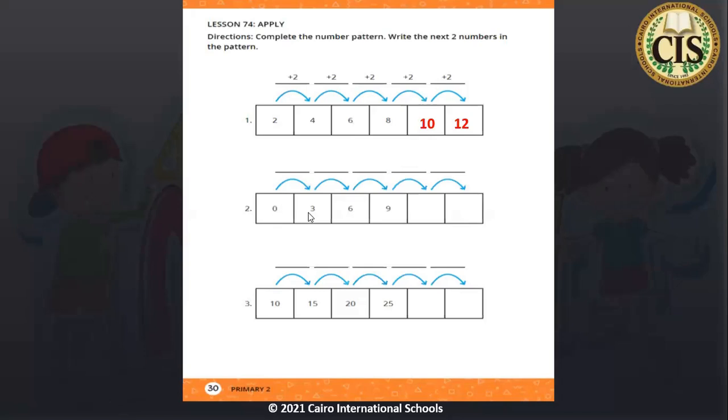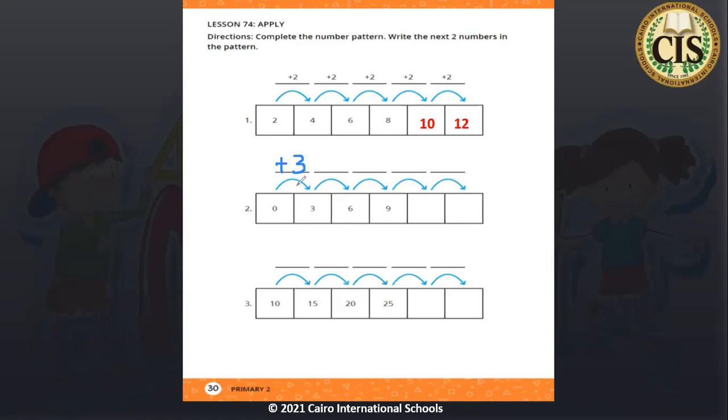0 becomes 3, and 3 becomes 6, and 6 becomes 9. Is the pattern increasing or decreasing? Are the numbers getting increased or decreased? Ask yourself, the pattern is increasing, great. So each time I will write plus. Plus what? Subtract the 2 consecutive numbers. 3 minus 0 equals 3. So each time we are adding 3.